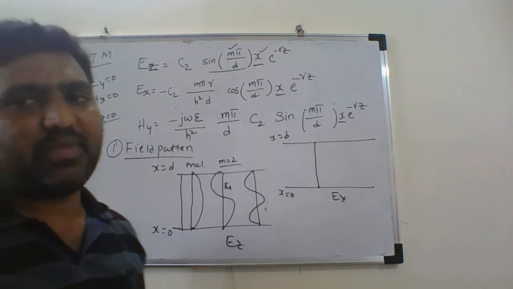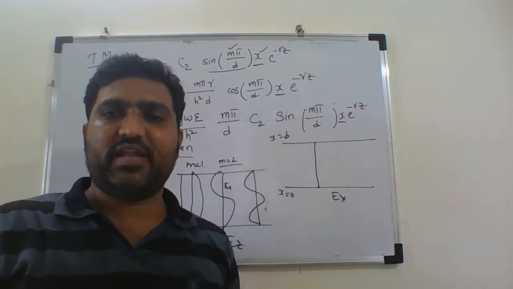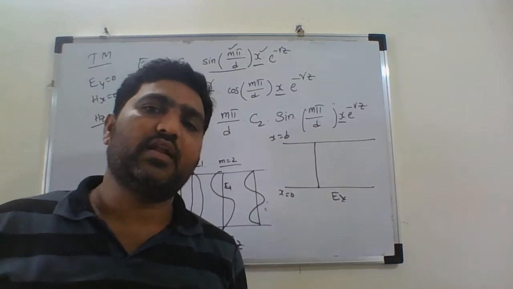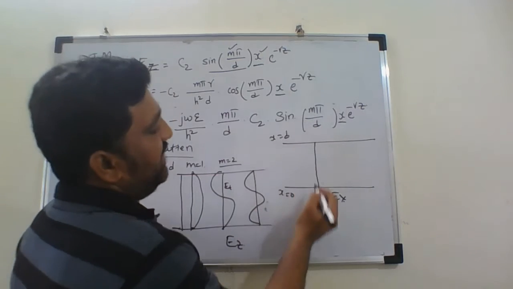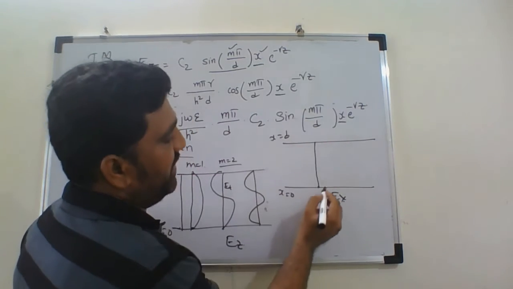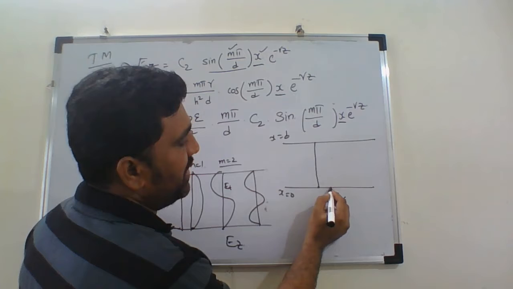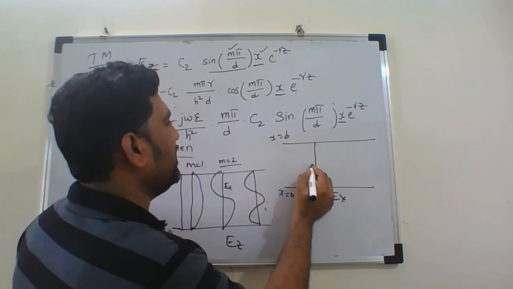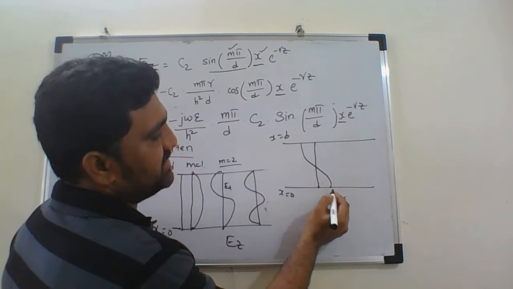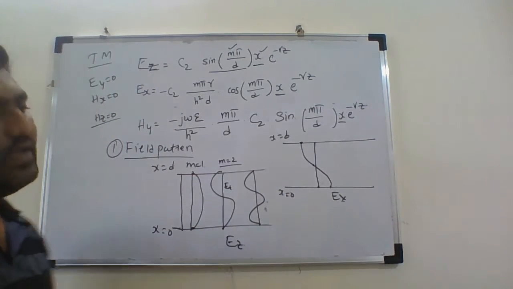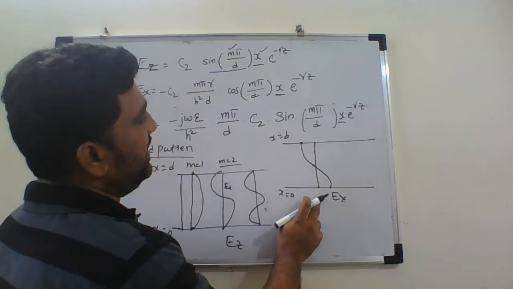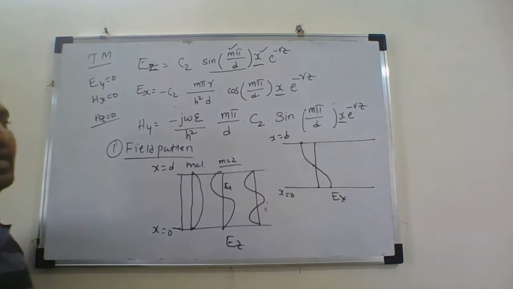If m equal to 1, I will get pi variation, so that is 1 half cycle. If m equal to 2, I get 2 half cycles, like that. So for m equal to 1, I will get 1 half cycle variation starting like this. It is maximum here, it is maximum here, and it is 0 at the center. So the variation will be a cosine variation for Ex.